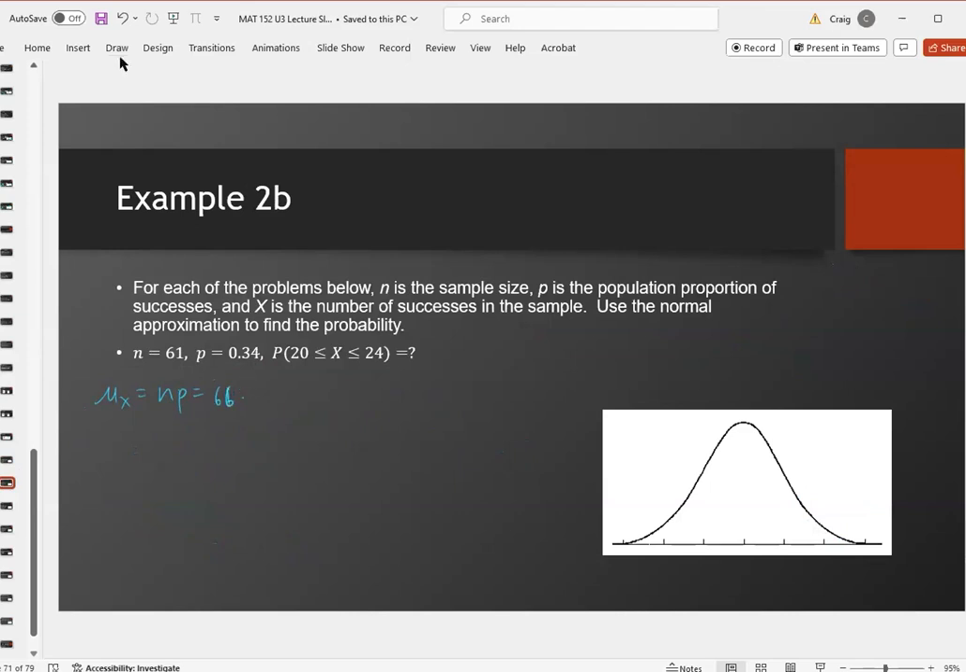Sixty-one. Having issues writing. 61 times 0.34 is 20.74. Standard deviation, again, 61 times 0.34, 1 minus 0.34.